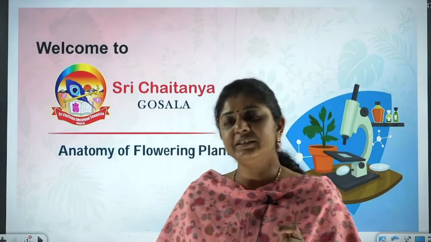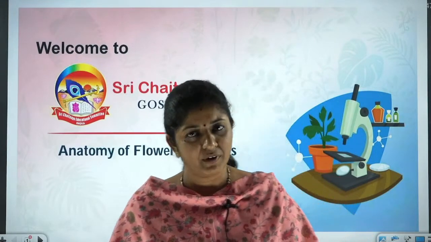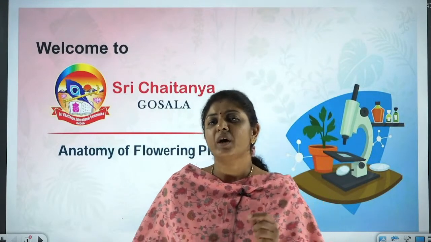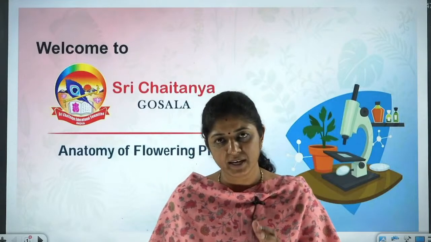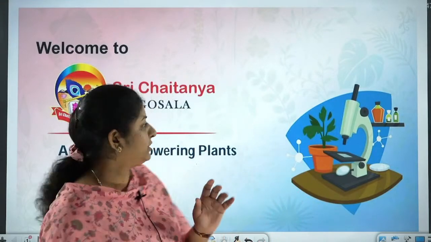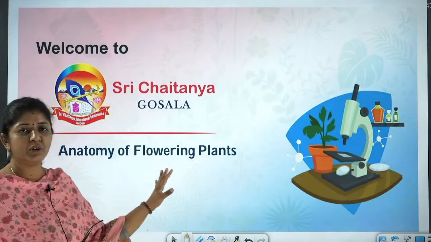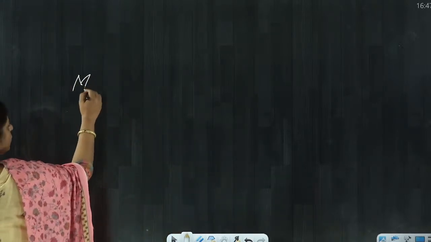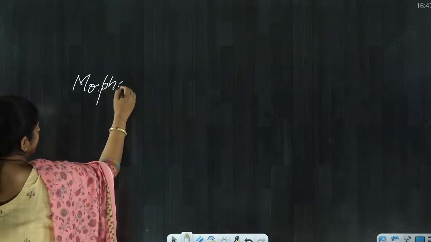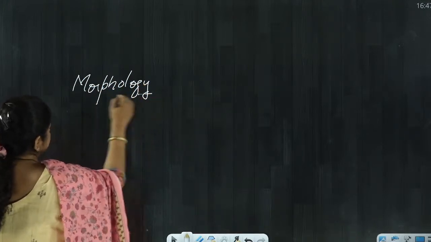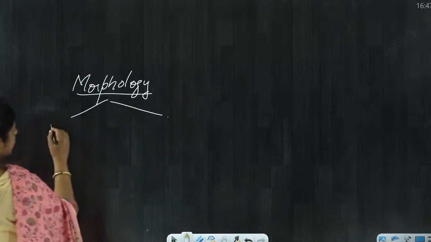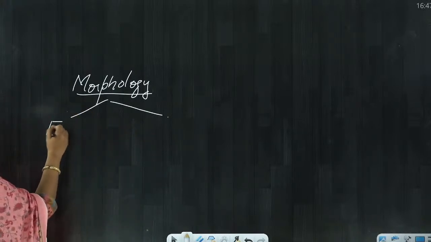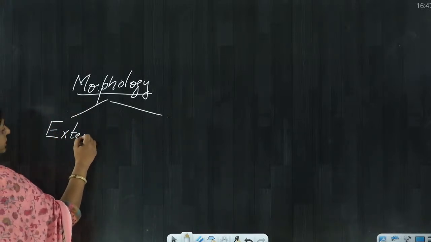In the last lecture, we discussed the morphology of flowering plants. I hope you understood that topic and have revised it as well. Today's lecture, we are going to start with the anatomy of flowering plants, right? Earlier I told you in my class that morphology is of two types, internal as well as external. In the last lecture we discussed external morphology.